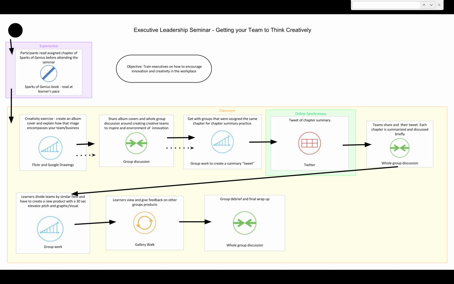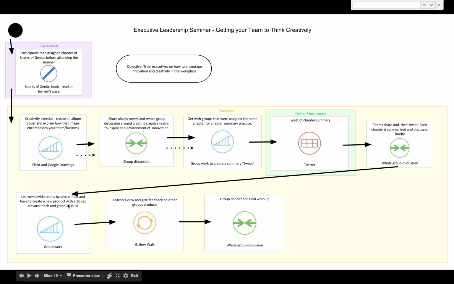And really the overarching theme of this seminar is to train executives on innovation, on getting their teams to be innovative and creative, but it's also really helpful for them to go through that same process and be able to empathize with their team members and understand what the creative process is like. So that's why that practice is there.